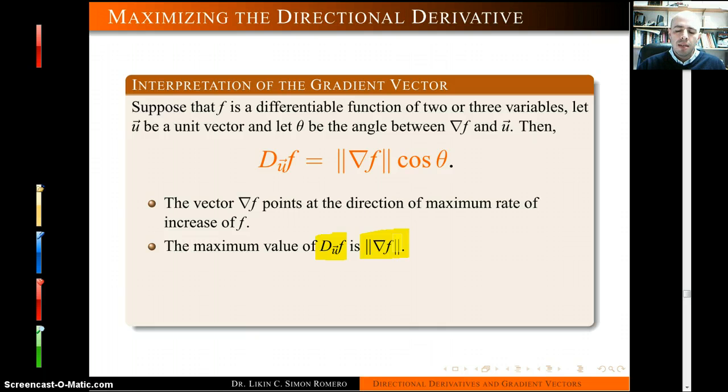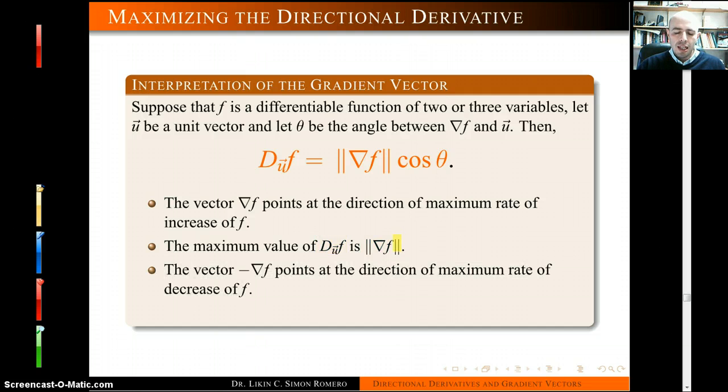At the same time, the lowest that it can be is when the gradient and the unit vector are pointing in opposite directions. So in other words, minus the gradient vector points in the direction of maximum rate of decrease, and the minimum value of the directional derivative is going to be minus the magnitude of the gradient vector.